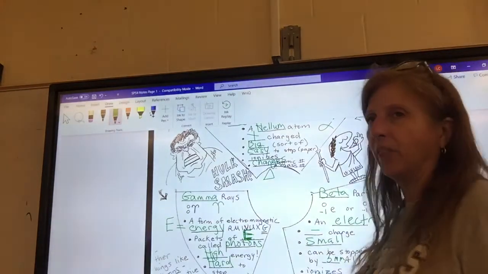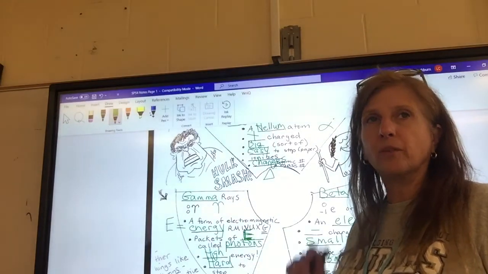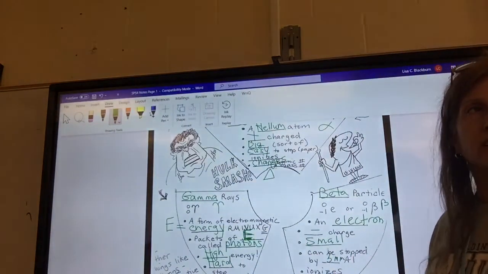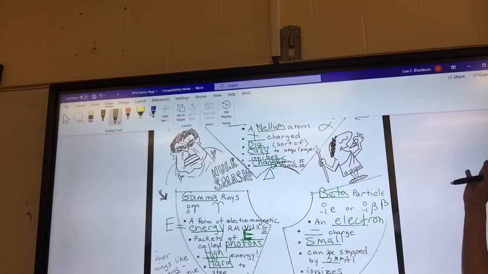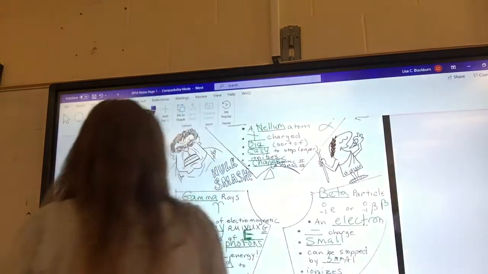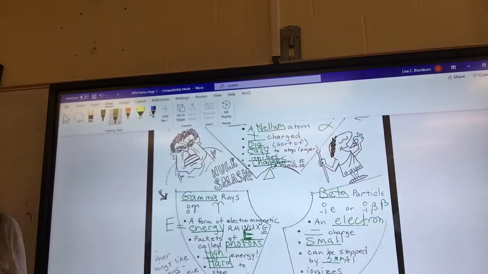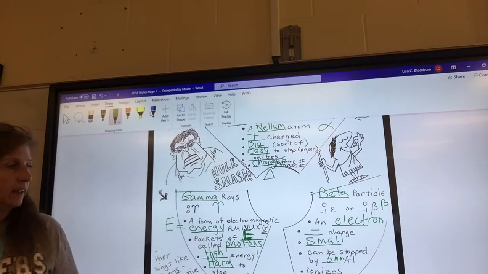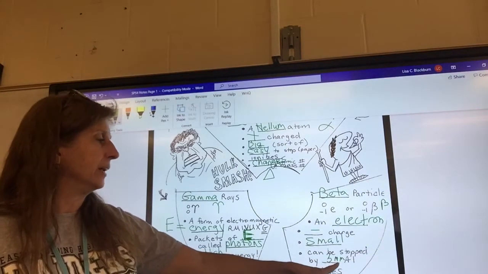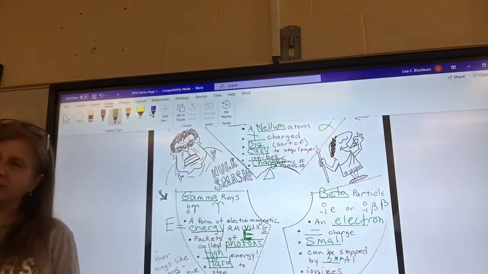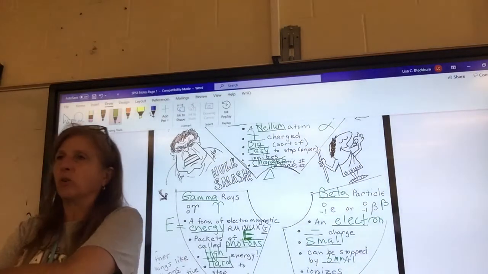Okay, how do we feel about all that? There's more on this page though, so don't change yet. Yes, Miss Jada? I'll be showing it off. Ta-da. We'll go over here. The second from the last one is it can be stopped by 3 millimeters of aluminum or a piece of aluminum foil. A piece of aluminum foil could stop it.